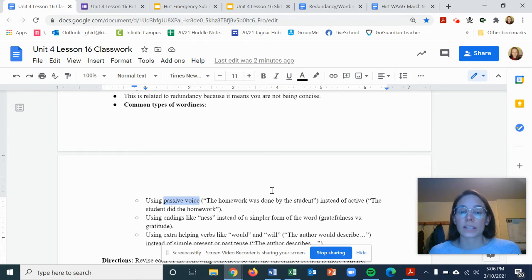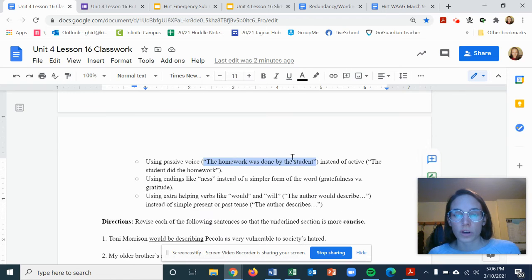So passive voice is basically when the subject of the sentence, the person or noun doing a verb, is put after that verb instead of in front of the verb. So I'm going to give you an example. Passive voice: the homework was done by the student, right? So who's doing the homework? The student. But we've put that at the end of the sentence after the verb, was done. So that makes the sentence longer, right?